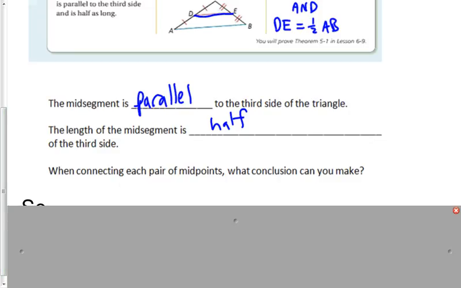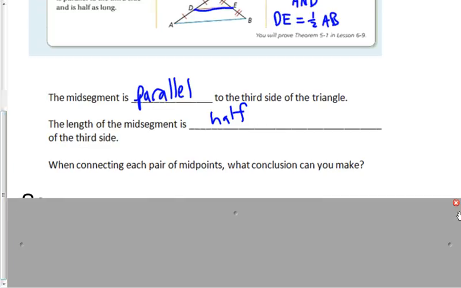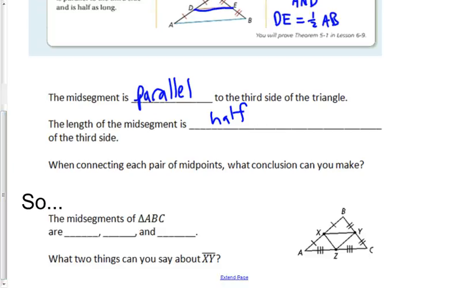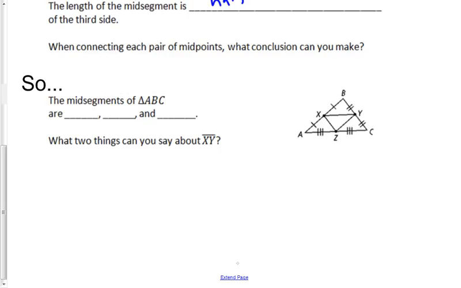And we're going to skip over this third one because it's asking you a question: when connecting each pair of midpoints, what conclusion can you make? Well, there's going to be three different mid-segments, but we can make conclusions based off of those properties. So, looking at this triangle over at the right, the mid-segments of triangle ABC would be XY, YZ, and XZ. So those are all the mid-segments based on the picture.